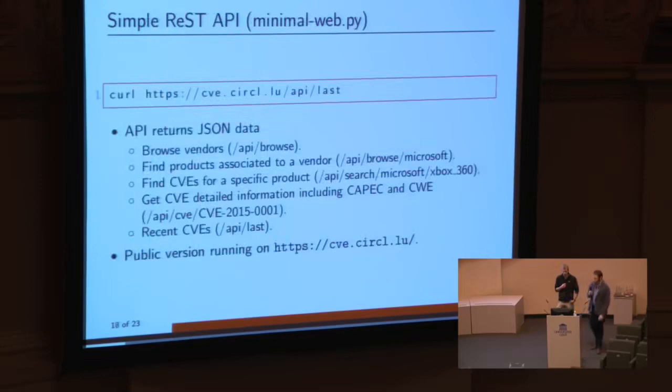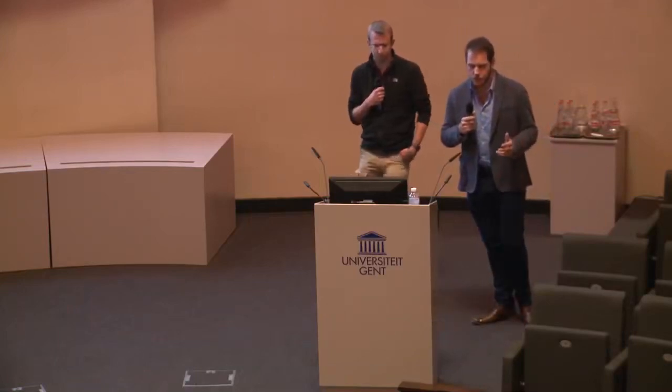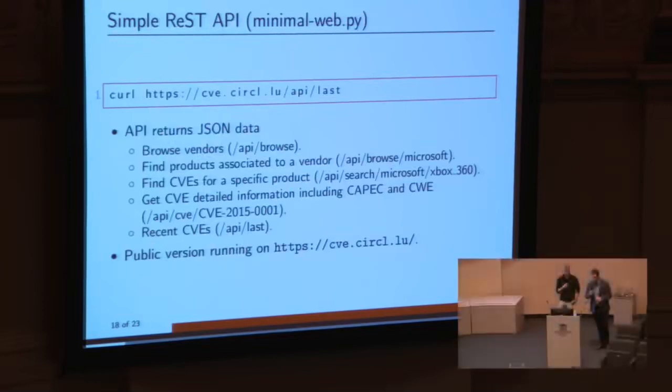And the API is in REST format and returns JSON. There is a public version running on cve.circle.lu. And there are a few queries that you can do. We have the ability to browse specific vendors, specific products. We also have the possibility to just get information from a specific CVE, get the last CVEs. One that I see is not on the slide is you can also get the CVEs that are applicable for a specific product, specific version, specific whatever.